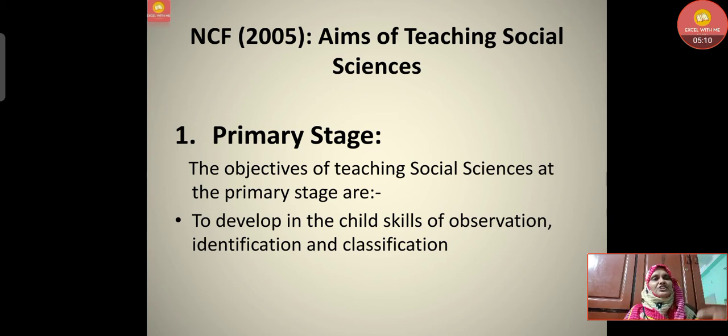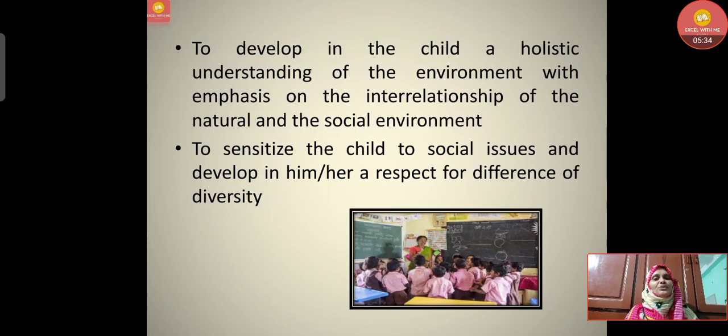Suppose a teacher is teaching about natural resources and human-made resources. They will see the things at home. The teacher will ask them to see what are the natural resources and what are the man-made resources they are using. List out the things, classify all those things and bring it to the class. So this happens in the class. So at the primary level, developing skills is the main objective of teaching social sciences.